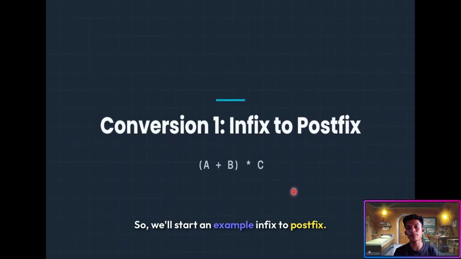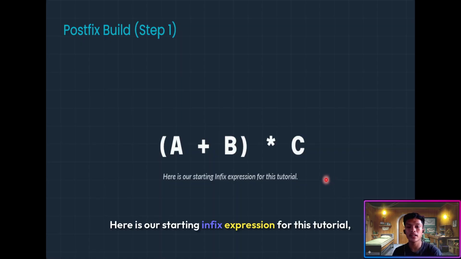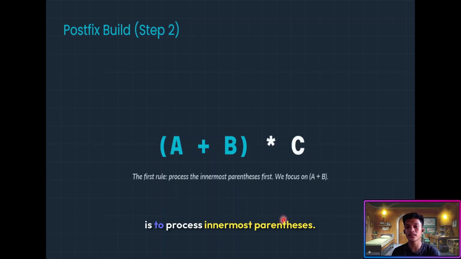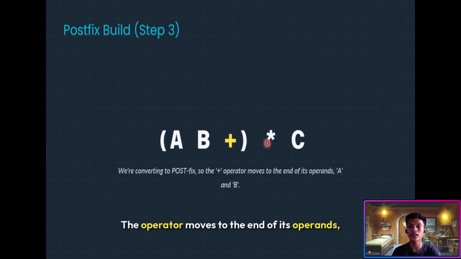So let's start with an example, infix to postfix. Here is our starting infix expression for this tutorial: A plus B times C. The first rule, just like in regular math, is to process the innermost parentheses. So, we're going to focus on A plus B. Now for the move. Since we're converting to postfix, the operator moves to the end of its operands. So the plus sign moves to the end of A and B, giving us A B plus.